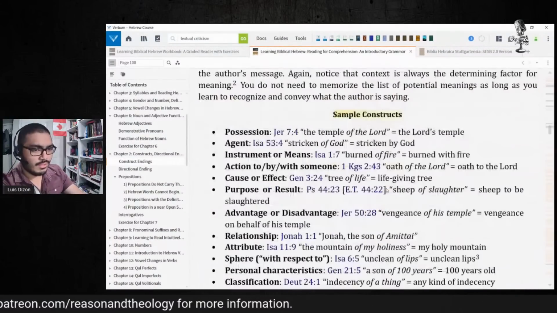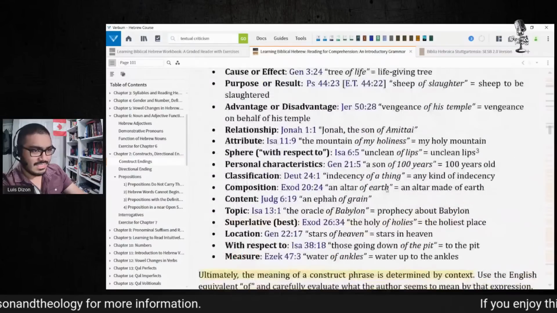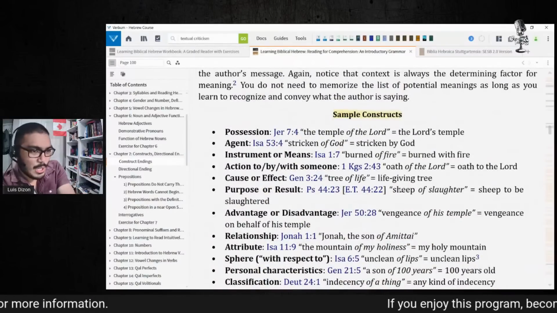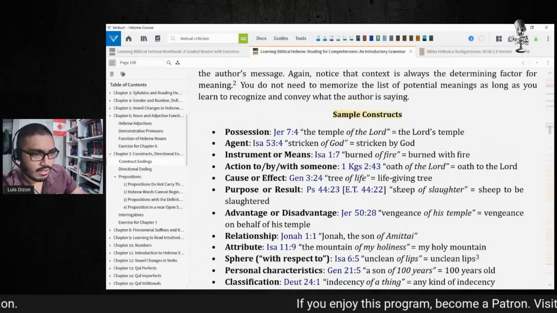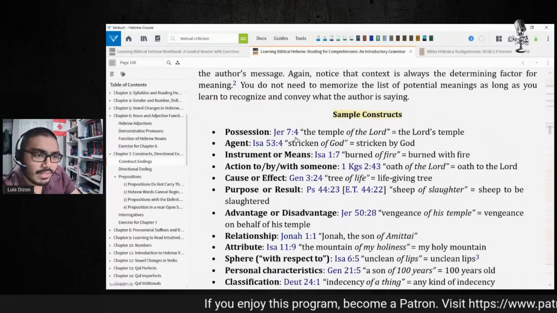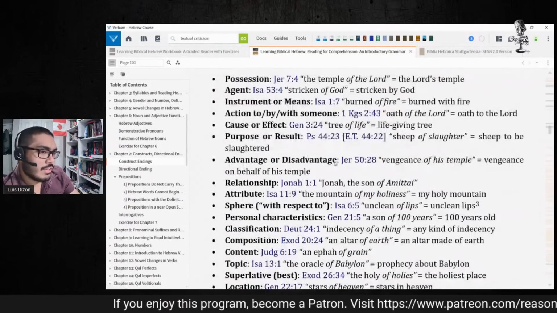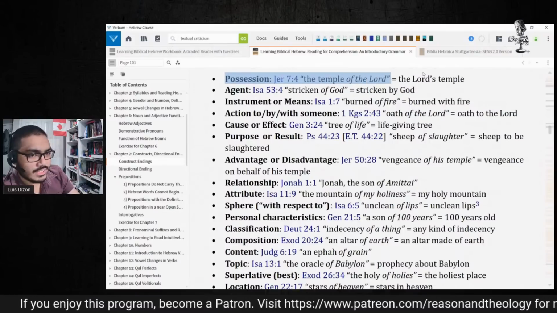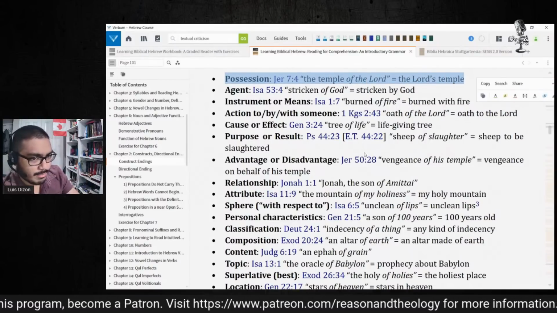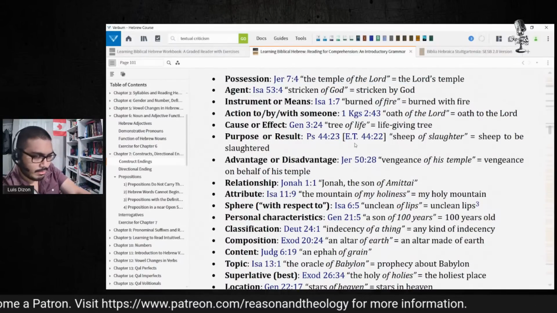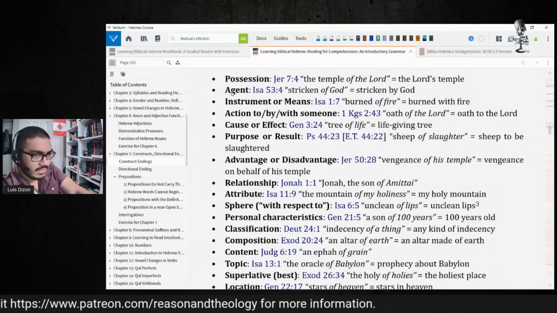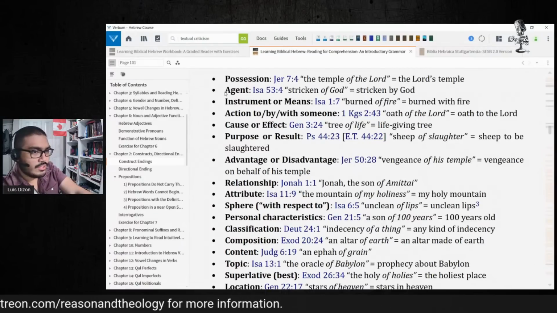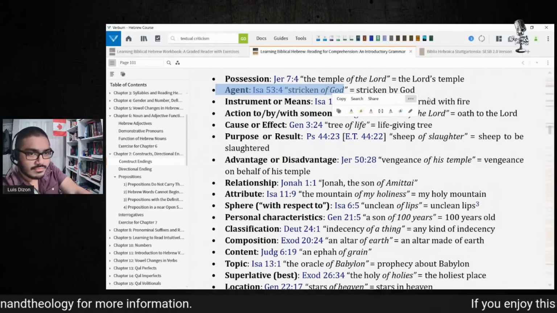So here are a few, relatively speaking, examples of construct forms in Hebrew and how they're used. So I mentioned possession, that's the most common form. The temple of the Lord. It can also be used to denote agency.